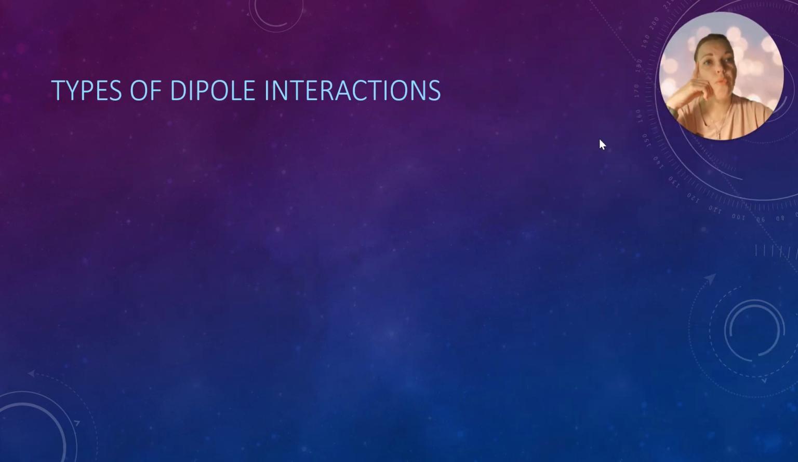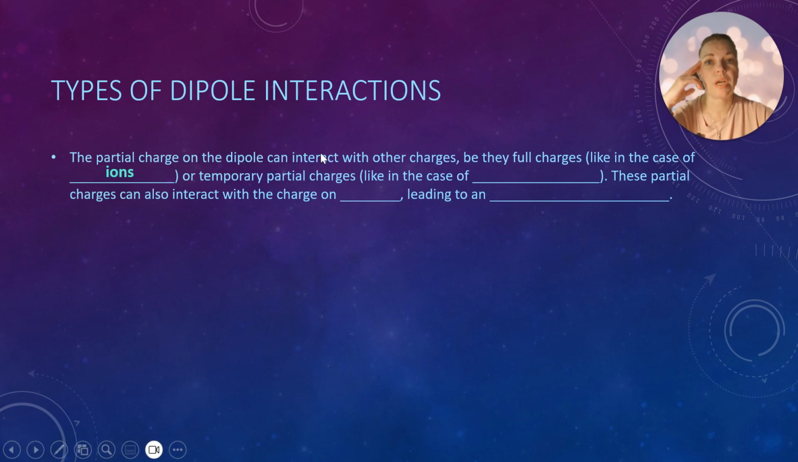Okay, so then we can think about a lot of different types of dipole interactions. So first of all, the partial charge on the dipole can interact with other charges, be they full charges, like in the case of ions, or temporarily partial charges, like in the case of induced dipoles.